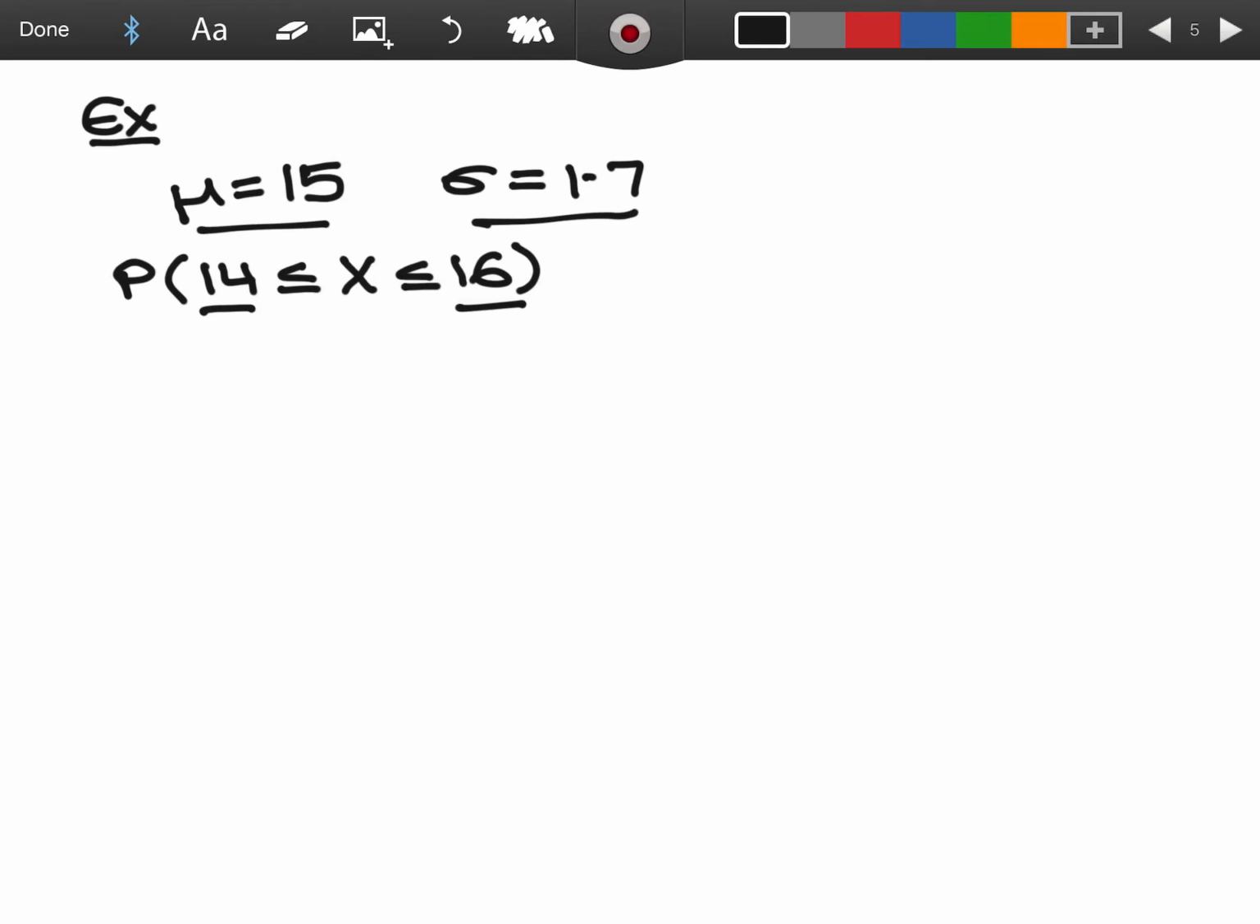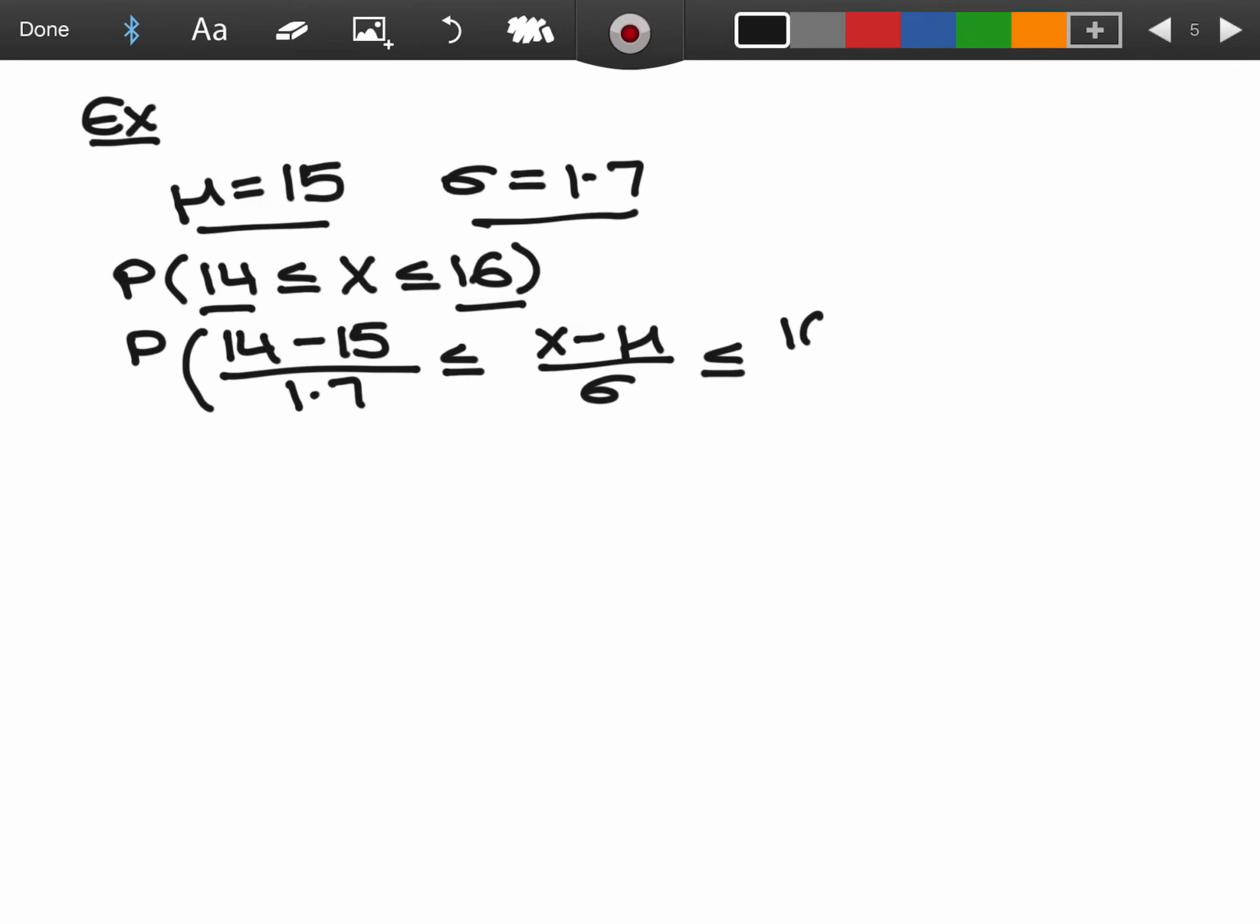So you could go ahead and plug in normal CDF of 14 as your lower bound, 16 as your upper bound, mean of 15, standard deviation of 1.7. I'm going to go ahead and do the long way like I did in class with the Z transformation, just to make sure we're all on the same page and you can see the difference between this and the other one. What you could do with a Z transformation is do the data point minus the mean divided by the standard deviation, and same on the other side.